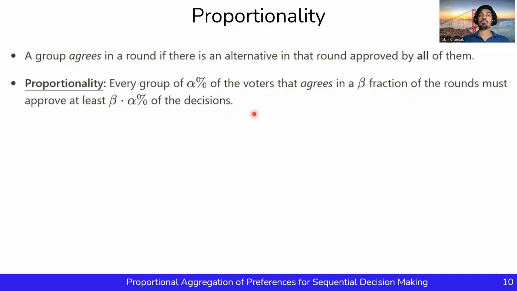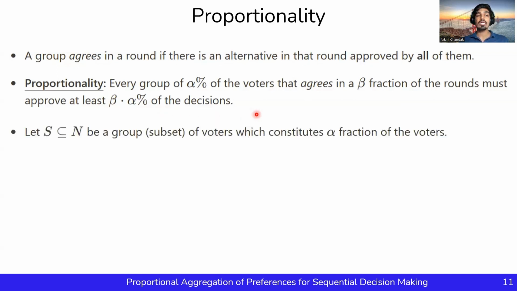So suppose we are 50% of the whole population and we agree in all of the rounds, then what this states is that at least 50% of all the decisions should be approved by us. Or alternatively, suppose we are 50% of the voters and we agree in only 50% of the rounds, then at least 25%, which is basically 0.5 times 0.5, of the decisions should be approved by us.